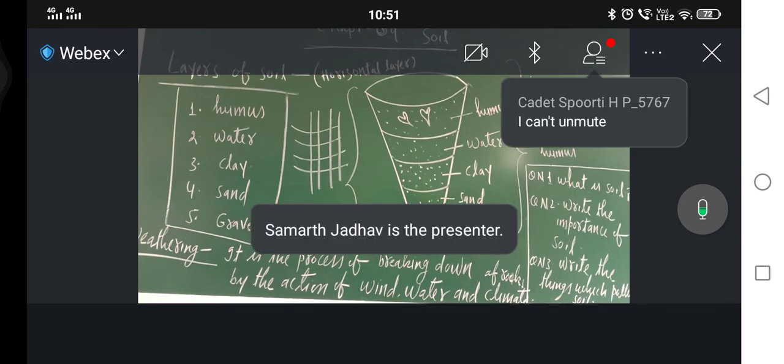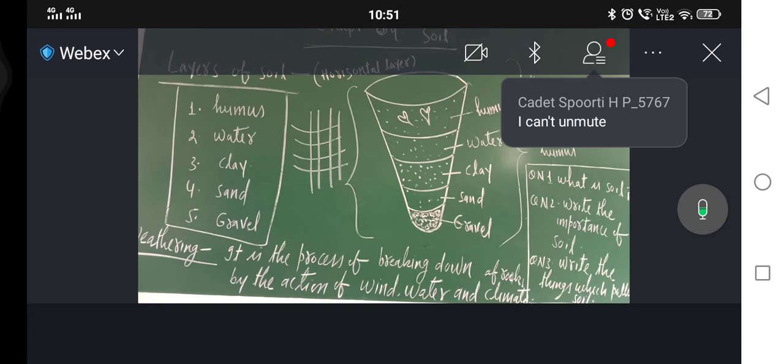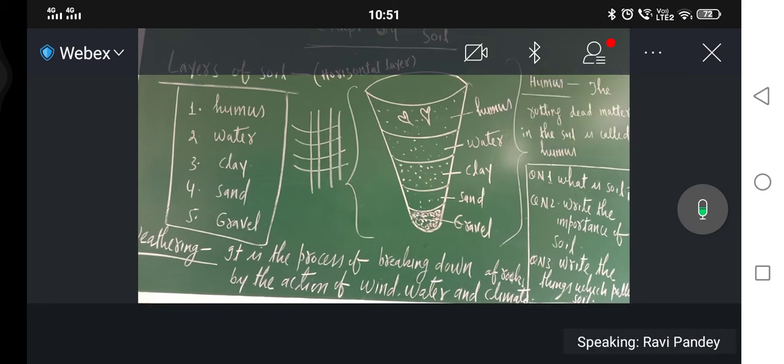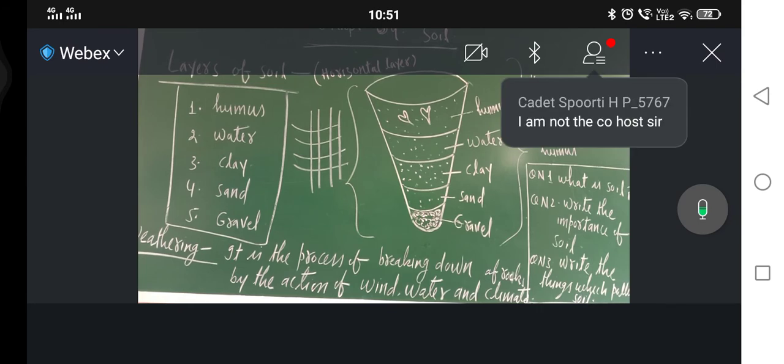Of course, temperature is also one of the matters. This is the only thing by which rocks will be broken. Temperature is also one of the factors. That is why I wrote climate. What is the meaning of climate?